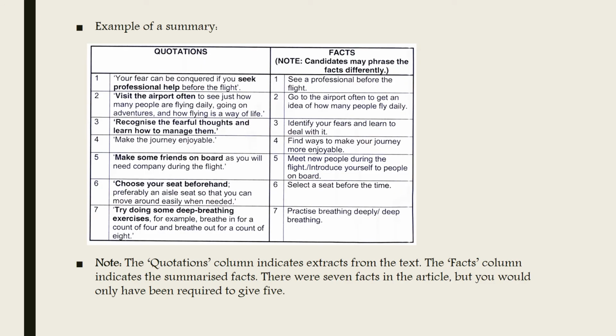Here is an example of a summary. In the first column, you will see quotations taken from the specific article that this summary is based on. In the second column, you can see the facts changed into own words. For this specific summary, there were 7 facts that you could have chosen 5 from to complete your summary with. Please also take note of the fact that the facts are written in words different than those of the quotations.